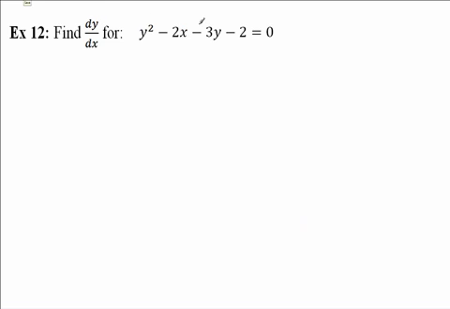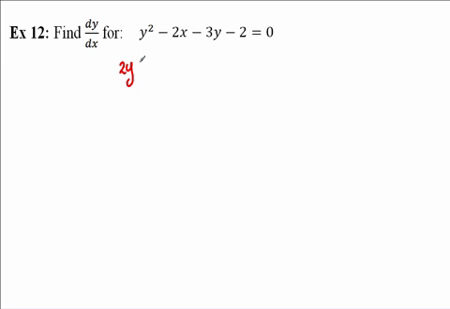Now we're getting a little more complicated here. So let's take a look. Derivative of this. See if you can figure it out yourself. You paused and did it? Great. Let's check it out.